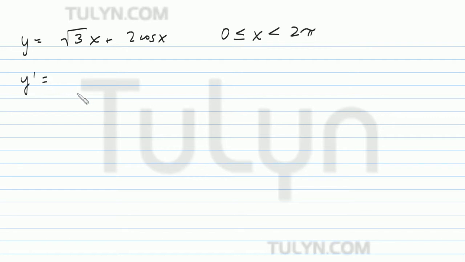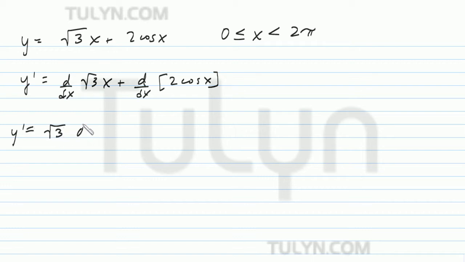When you find the first derivative of your function, you can go ahead and find the slope and then set the slope equal to 0, because when the slope is equal to 0, you're given your horizontal tangent line. So go ahead and find the derivative with respect to x of radical 3x and the derivative with respect to x of 2 cosine x. So y prime equals, I'm going to factor out my constants and put them right outside the derivatives of the variables.